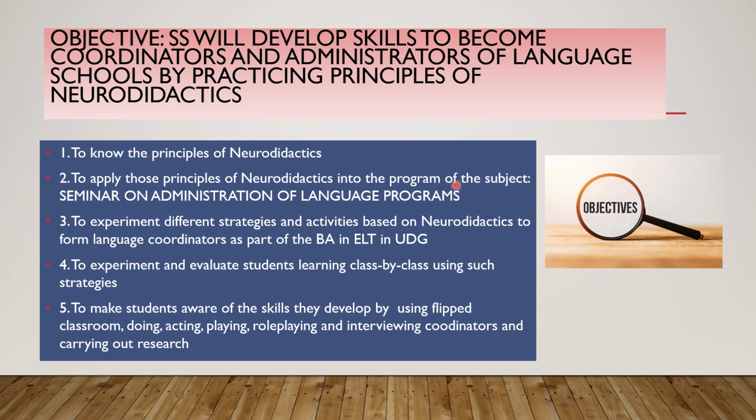Okay, if the objective is to develop skills for students to become coordinators, the first specific objective is to know the principles of neurodidactics. Now we know them. Then, to apply those principles in a class, to experiment with different strategies, to evaluate students' learning class by class using the strategies, and to make students aware of the skills that they develop during the flipped classes.